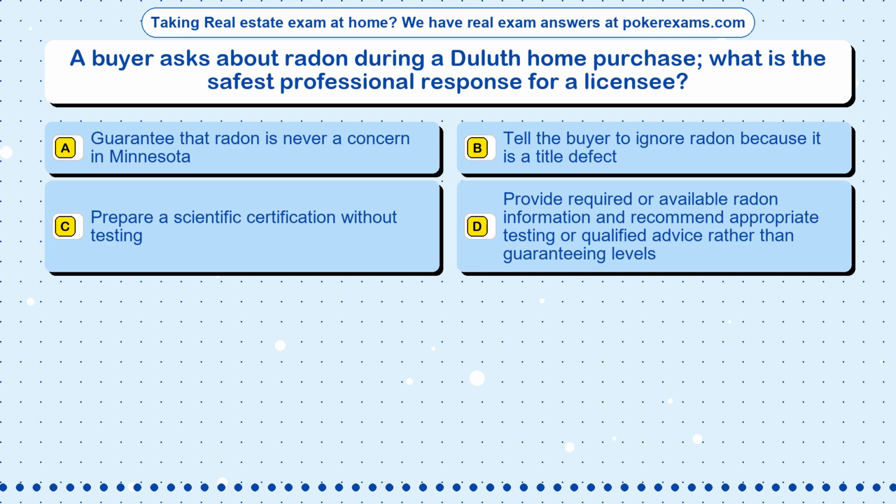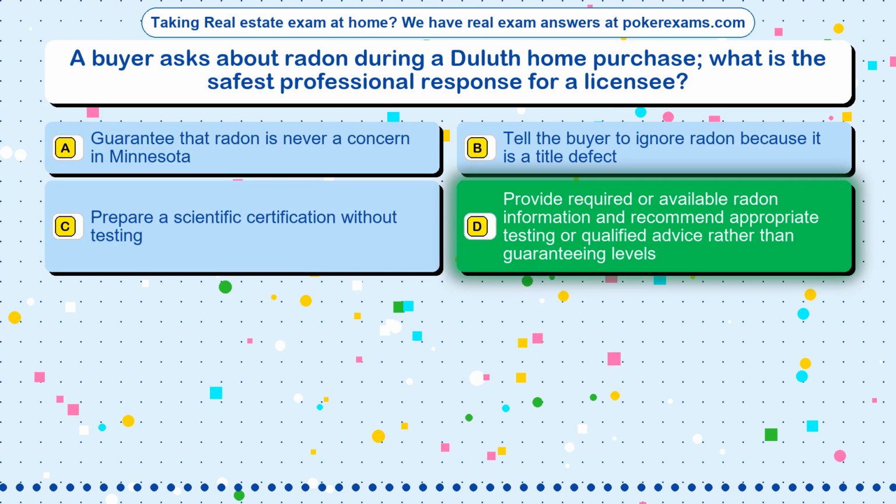Question 92. A buyer asks about radon during a Duluth home purchase. What is the safest professional response for a licensee? Option A. Guarantee that radon is never a concern in Minnesota. Option B. Tell the buyer to ignore radon because it is a title defect. Option C. Prepare a scientific certification without testing. Option D. Provide required or available radon information and recommend appropriate testing or qualified advice rather than guaranteeing levels.